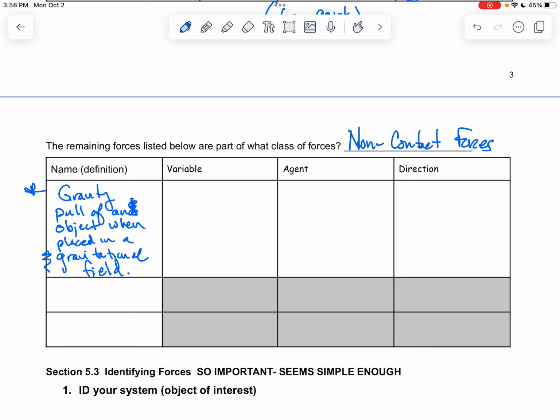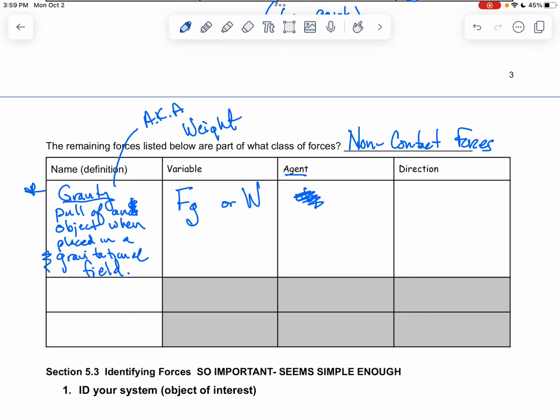The other name, and I'll do some demonstration with that as well when we get back together, for the force of gravity is also known as the object's weight. So the weight of an object is the force of gravity on the object. You will see F sub G for the force of gravity, or sometimes a capital W for the weight. The agent of this force is the object's gravitational field.